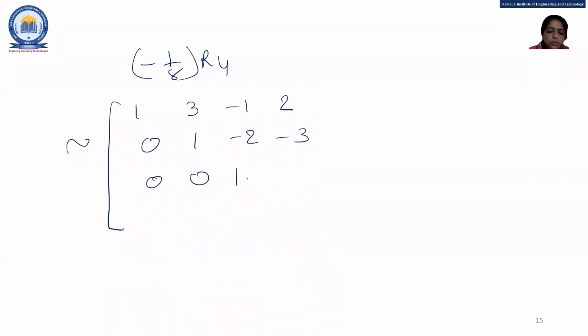And here the equivalent matrix, that is 1, 3, -1, 2. This is 0, 1, -2, -3, 0, 0, 1, 26 by 7. And here 0, 0, 0, 1, because of dividing by -8. So this is my row echelon form.